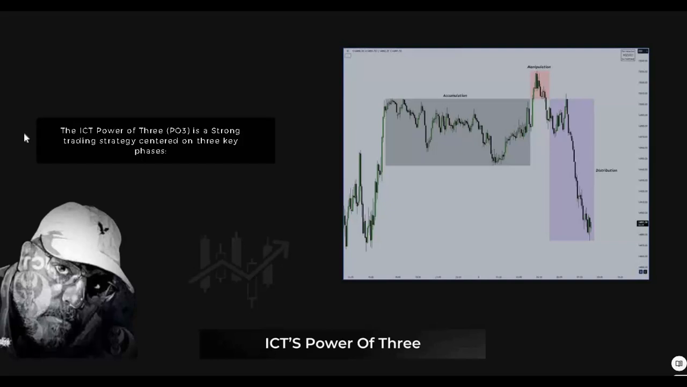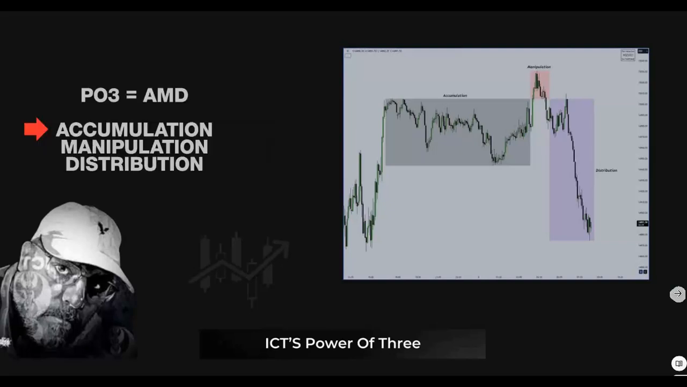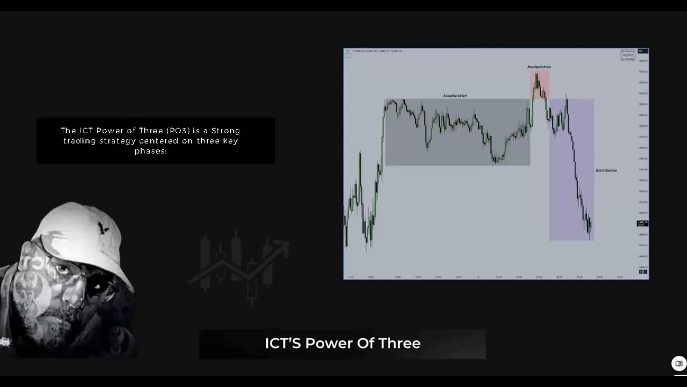The ICT Power of Three is a very strong trading strategy centered on three key phases: accumulation, manipulation, and distribution. Right? And I'll show you exactly how to execute high risk to reward setups based on this trading strategy. But first of all, I need to explain exactly what these three phases are.